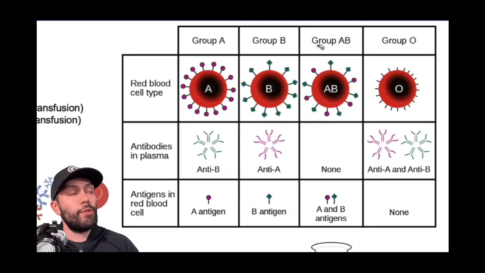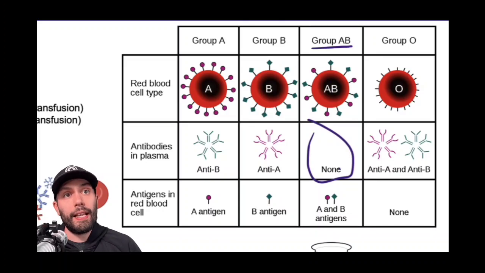Now, where it gets a little tricky is what if I have a patient that has group AB type blood? They have the A and the B antigens. Well, the point is, if the patient has A and B antigens on their red blood cells, they're probably not going to have any antibodies in their plasma against these cells. Otherwise, these antibodies would have already targeted their red blood cells for destruction. So these patients will usually not have any antibodies in the plasma.